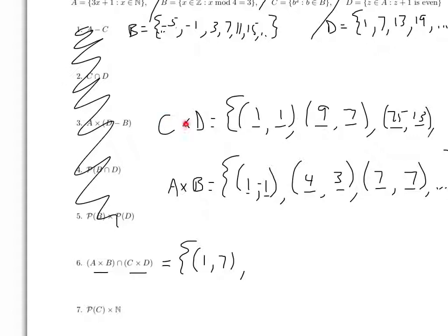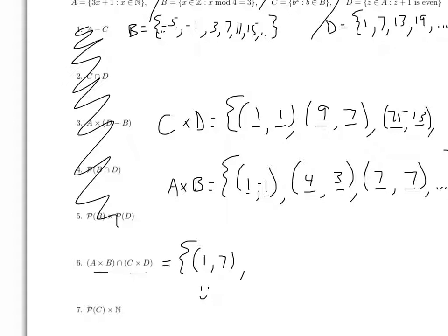So 1, 7 is in C cross D because the 1 comes from C and the 7 would come from D. So even though I didn't list it up there, 1, 7 would be in C cross D. For A cross B, well, A has 1 in it and B has 7 in it, so 1, 7 is in A cross B as well. So that's a good example of an element that's in both the A cross B set and the C cross D set. I'll pause here if you want to think about a couple more, and then I'll write down 2 more once you've had a chance to think about it.